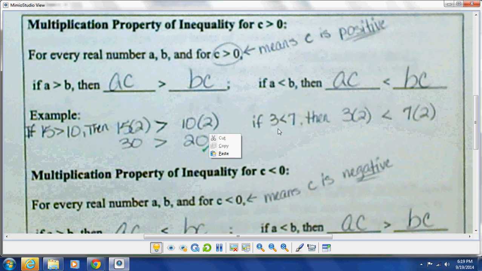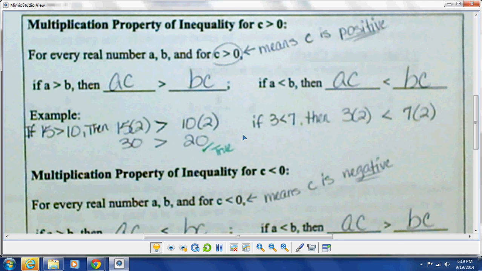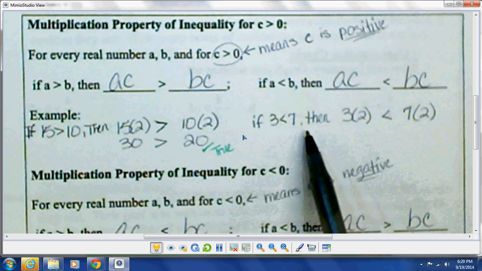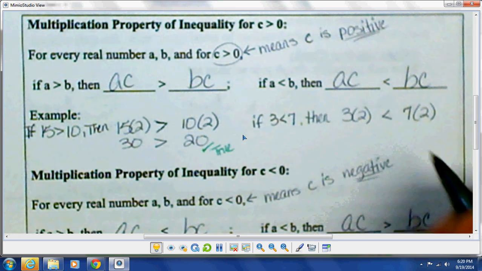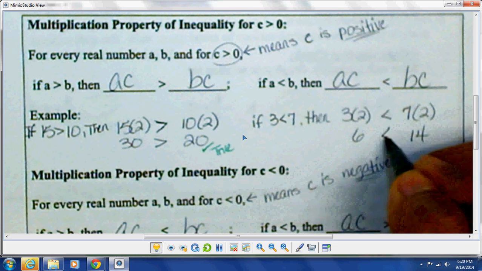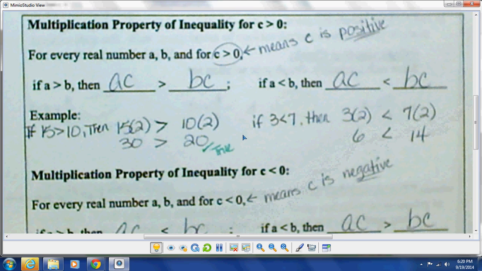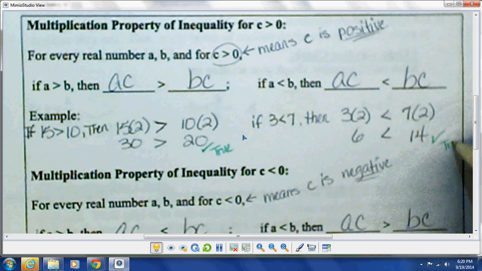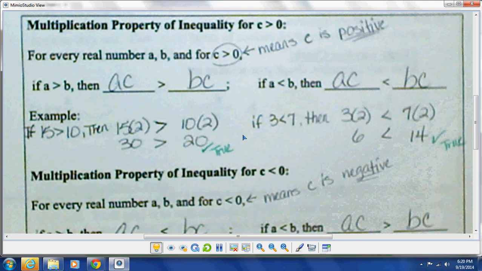Okay, let's do the other side with less than symbols. If 3 is less than 7, which we know it is, then that means that 3 times 2, which is 6, should be less than 7 times 2, which is 14. Is 6 less than 14? Of course. So that checks to be true. So basically that goes back to what we were doing with equations. If I multiply the same thing by both sides, it's pretty much going to stay balanced.